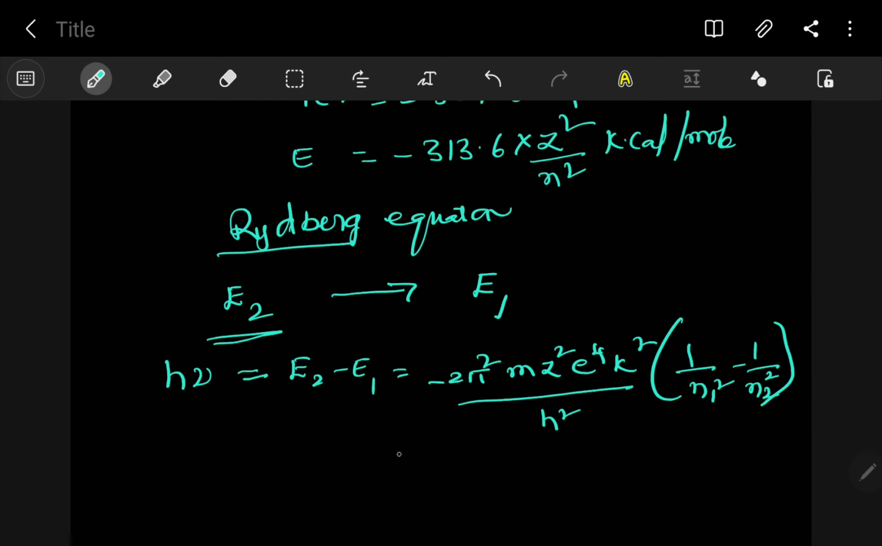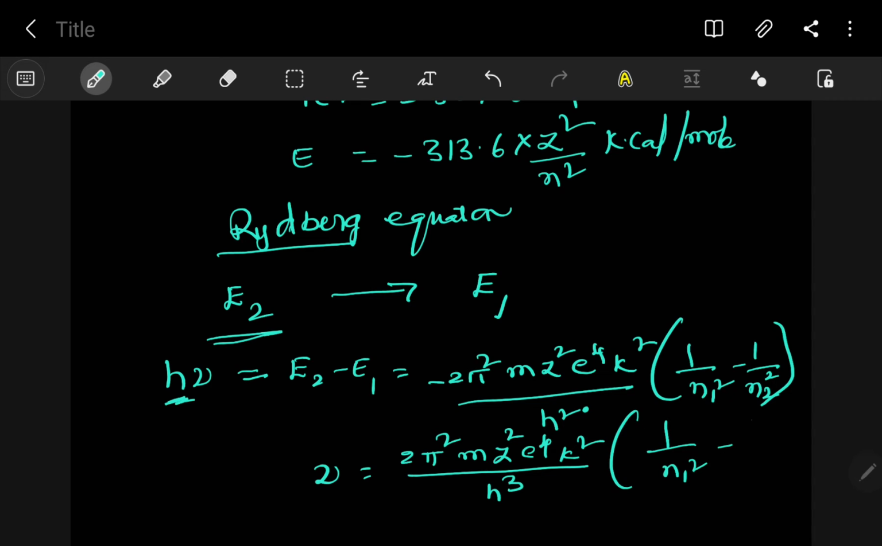This is our formula. And nu is equal to 2 pi square m z square e to the power of 4 k square by h cube, because I am multiplying with the h square. Now we are getting h cube into 1 by n1 square minus 1 by n2 square.